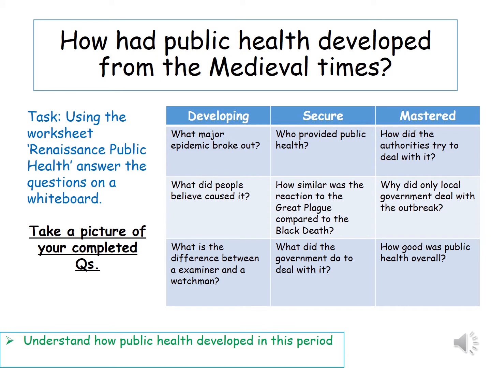The second activity is to look at how public health has developed from the medieval time period. Using the worksheet Renaissance Public Health, answer the questions which are suitable for your ability. Developing students, secure students and master students have 3 different questions each to answer. Take a picture of your completed work and upload it onto Class Charts.